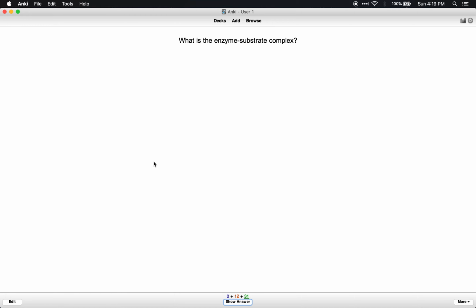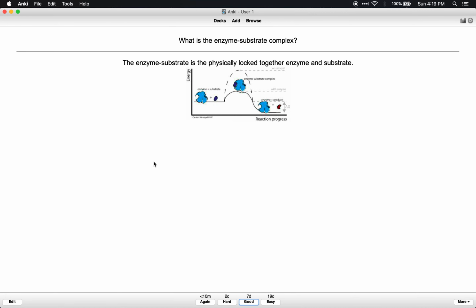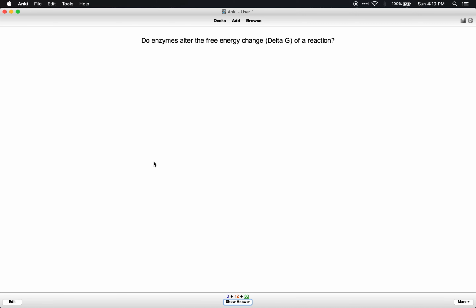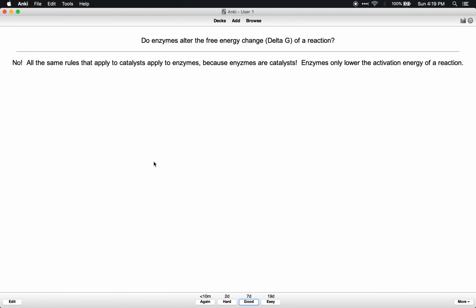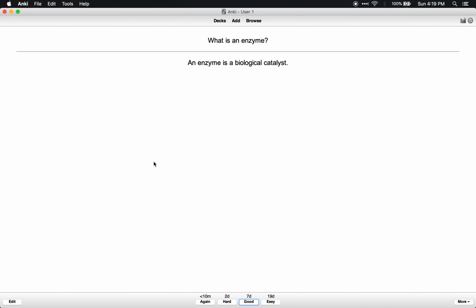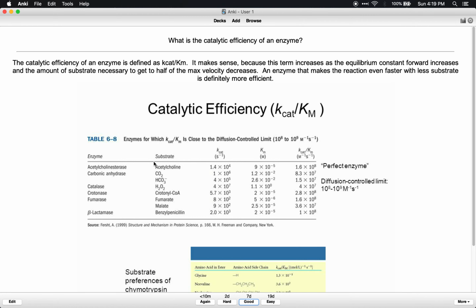What is an enzyme-substrate complex? The enzyme plus a substrate in a complex. Enzymes are things that catalyze biological reactions. Catalytic efficiency equals Kcat over Km.